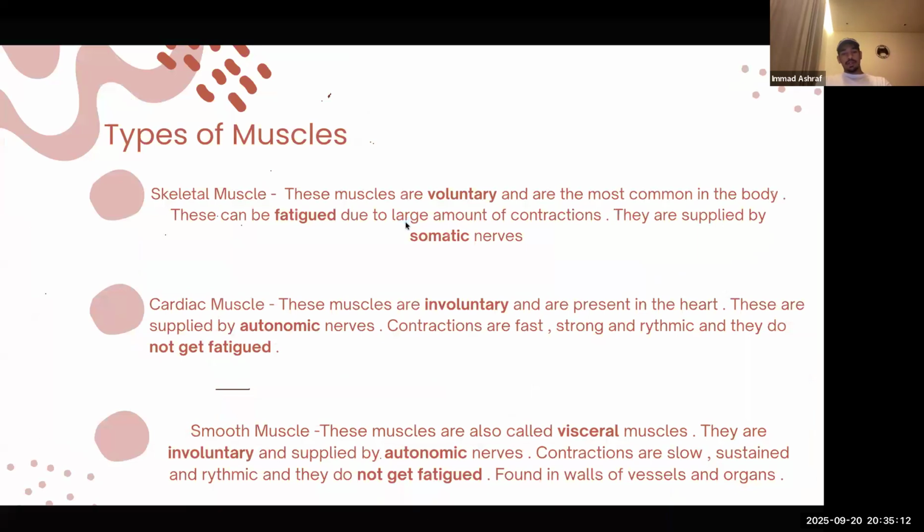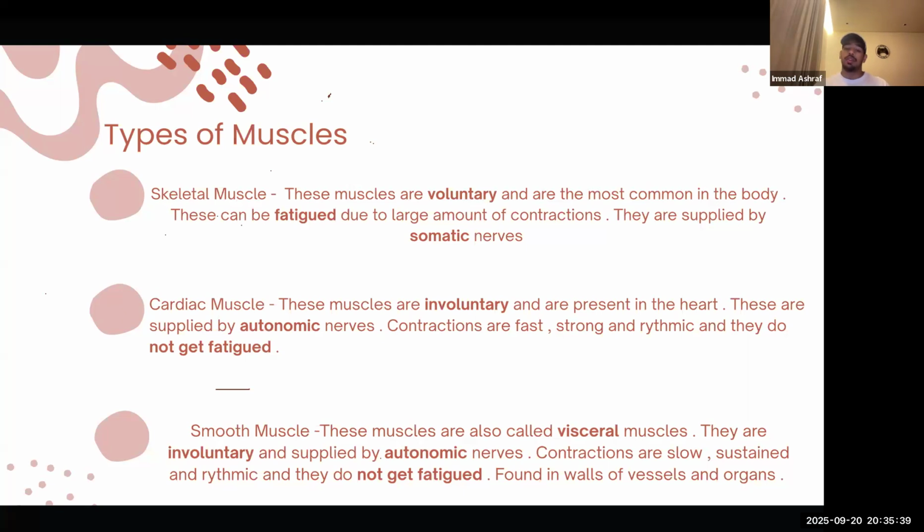We have three types of muscles: skeletal muscle, cardiac muscle, and smooth muscle. Skeletal muscles are voluntary, which means we can control them, and they're the most common. They can be fatigued due to large amounts of contractions. If you work out at the gym, for example, you can get fatigued because you're working your skeletal muscle, running or swimming. They're supplied by somatic nerves, and we'll learn about the different types of nerves later.